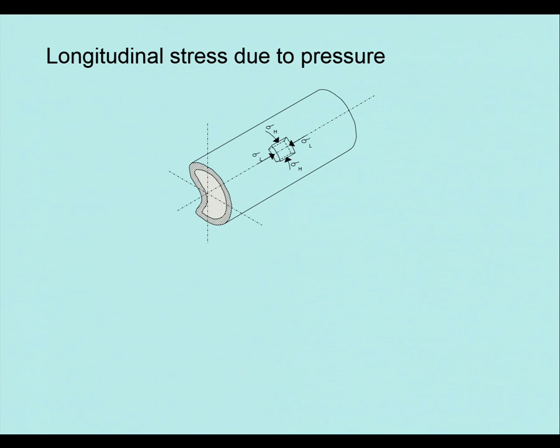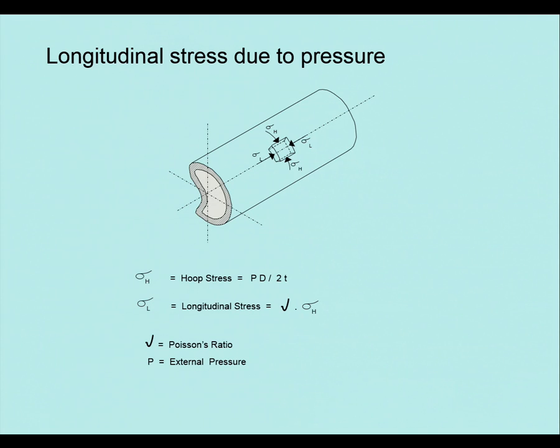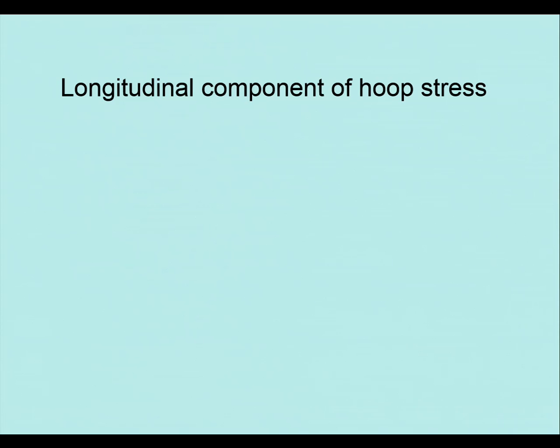So let's go through it. Longitudinal stress due to pressure is the hoop stress, as we've defined, and the longitudinal component is the Poisson's ratio times the hoop, where that is the Poisson's ratio, P is the external pressure, D is the outside diameter again, and T is the wall thickness. So that's basically it.